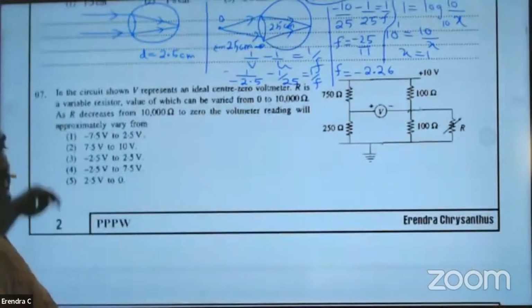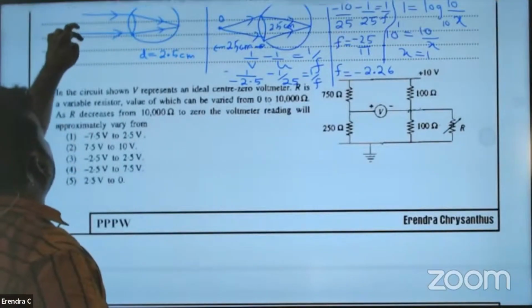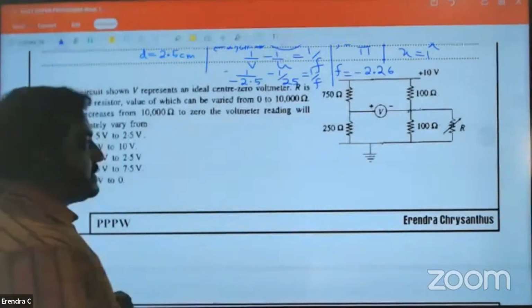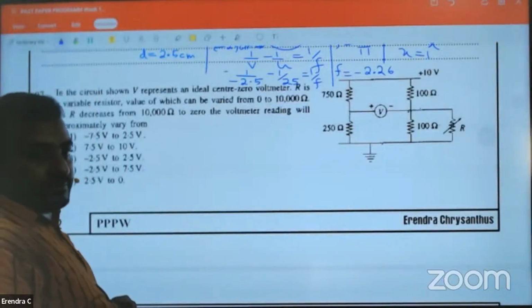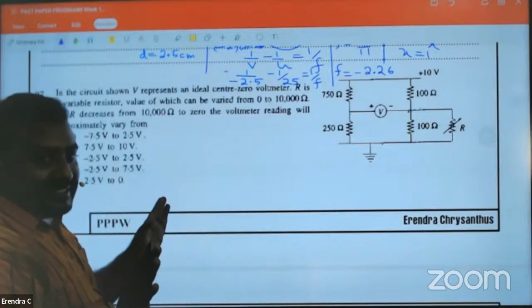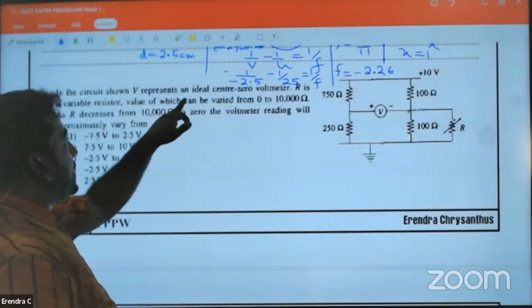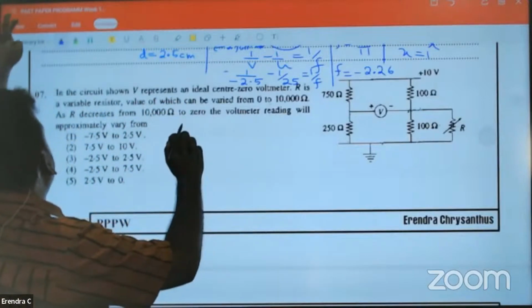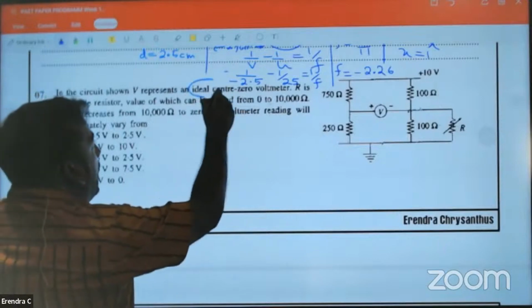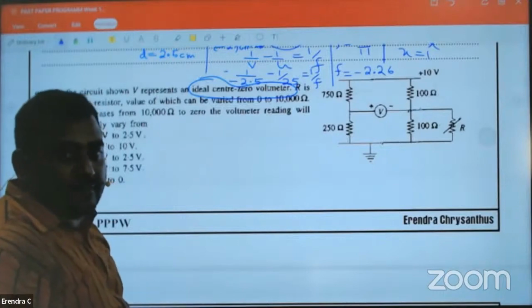Moving forward. MCQ number 7. Now these are also easy. Very easy. In the circuit shown, V represents an ideal voltmeter. What does ideal mean?